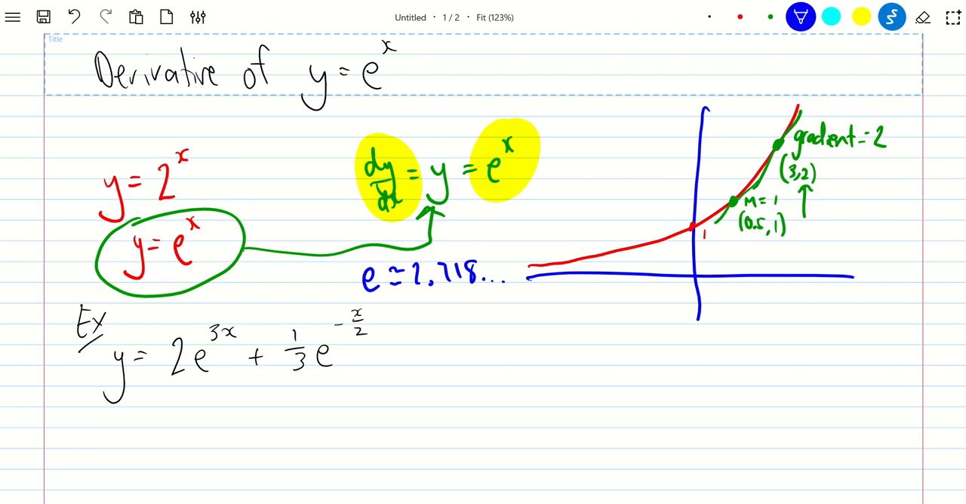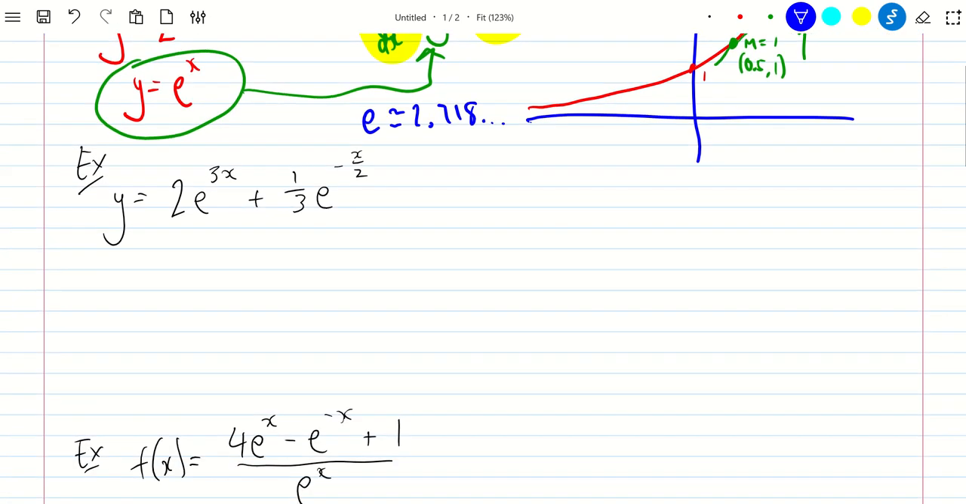And so the long and short of it is that the derivative of y equals e to the x is just e to the power x. It does not change. Okay, fantastic. So let's have a look at a couple of questions to solidify that.